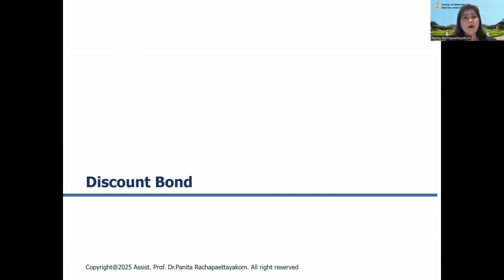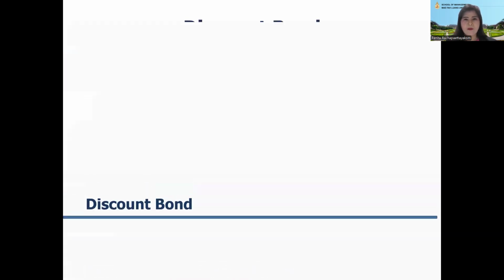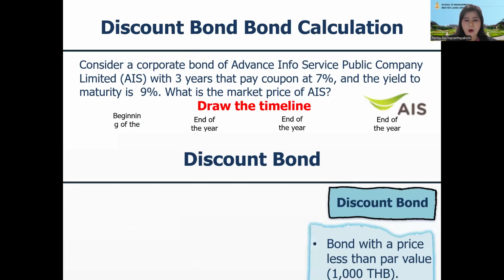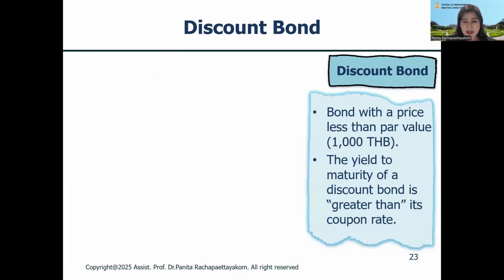Here, in terms of the discount bond, what is the discount bond? If you buy a bond for less than 1,000 Thai baht, that means less than the par value, we call it a discount bond. The yield that you get from buying the discount bond will be greater than the coupon specified on the bond since launch.